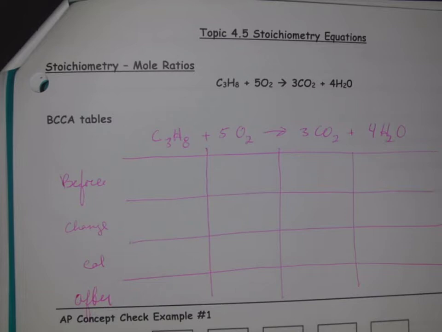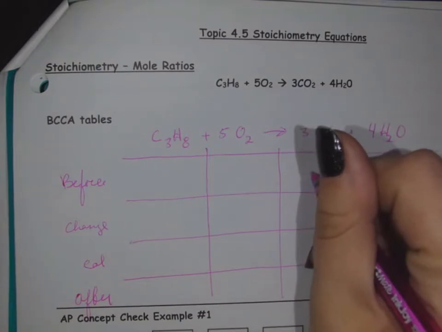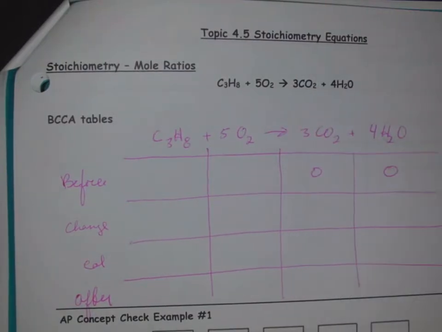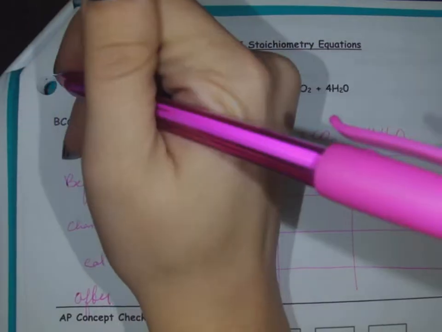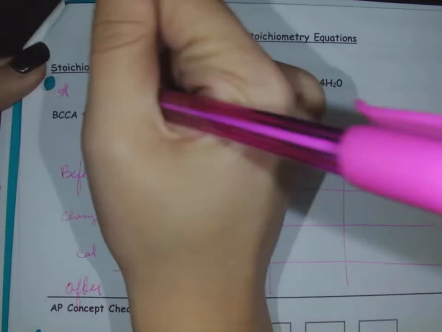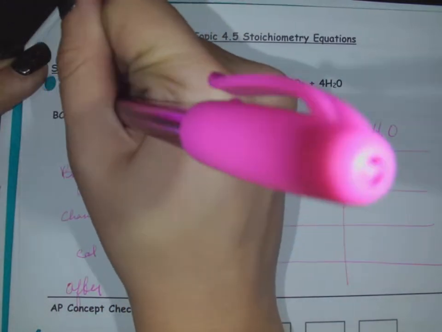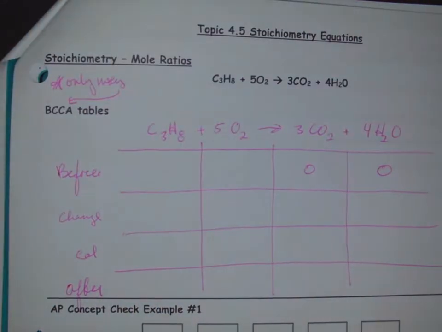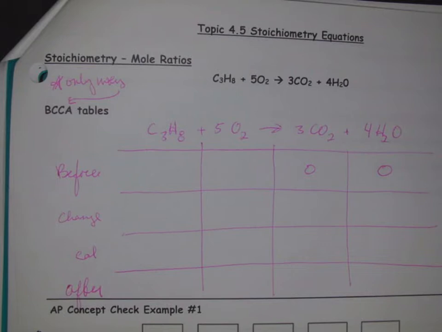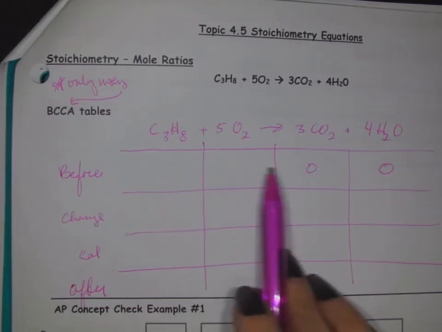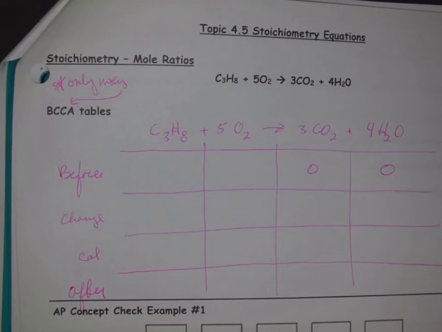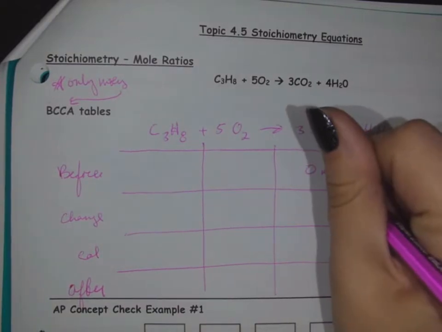So it's extremely common to start with 0 products. And as I do this, everyone, let's write it right here: only moles when it's a BCCA table. This BCCA table is awesome, but it only works with moles. Any numbers I write in here, I'm not always going to write the units because it gets repetitive, but we're talking moles.